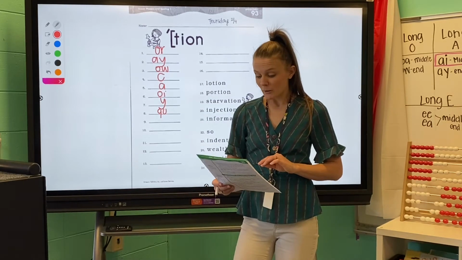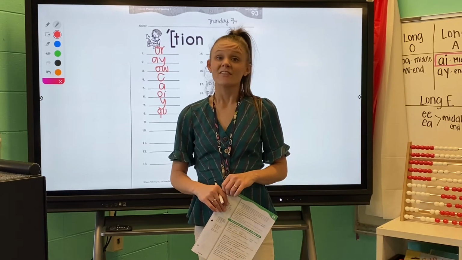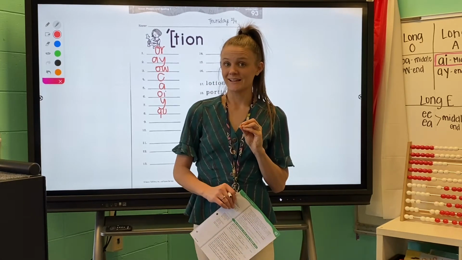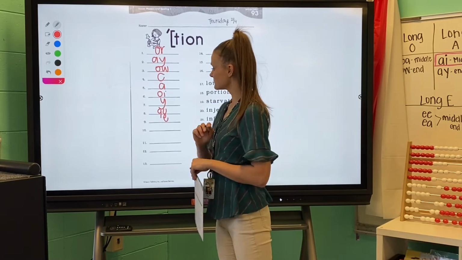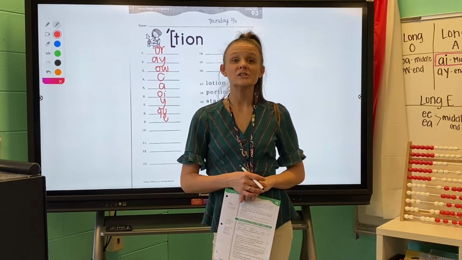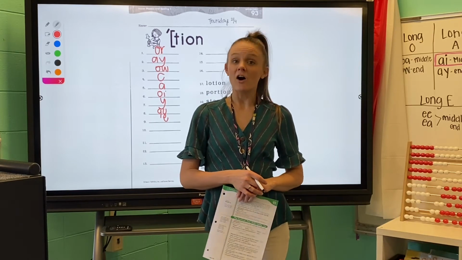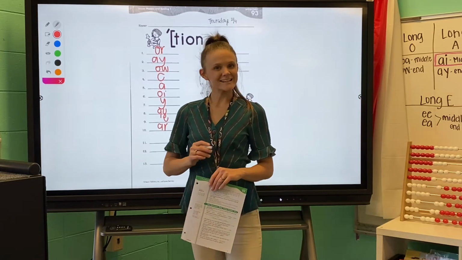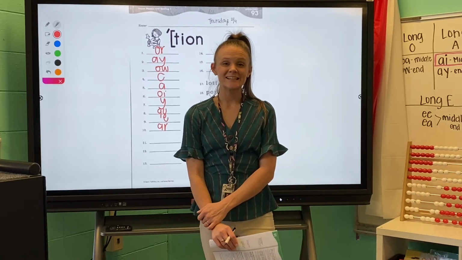For number nine, I want you to write the final vowel sound in the word even. The final vowel sound. Eve-N. The final vowel sound is short E. So I'm writing letter E. And for number 10, I want you to write the final sound in the word star. Star. Yes, the R sound, which we know is spelled with A-R. Excellent job, friends.